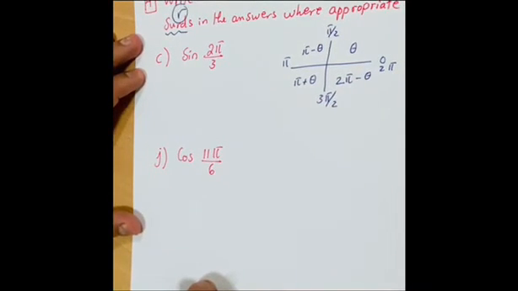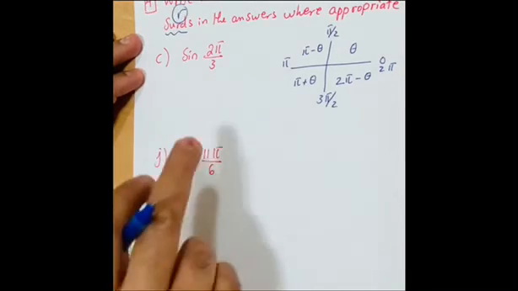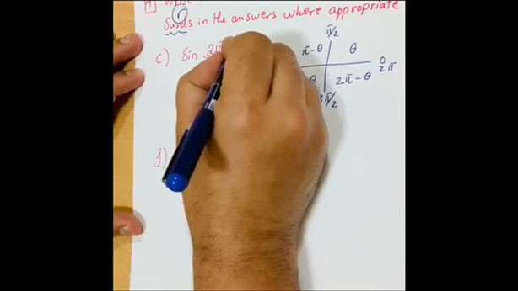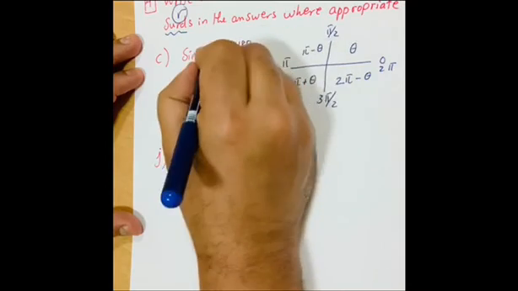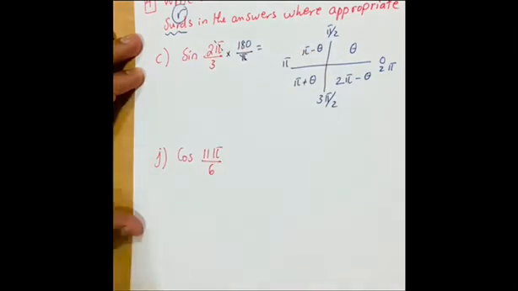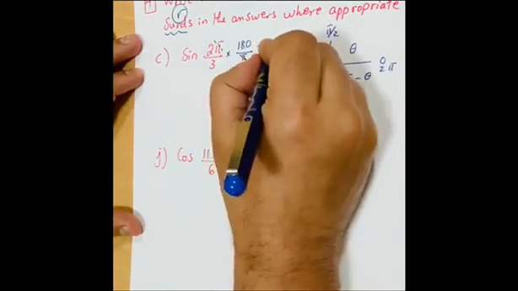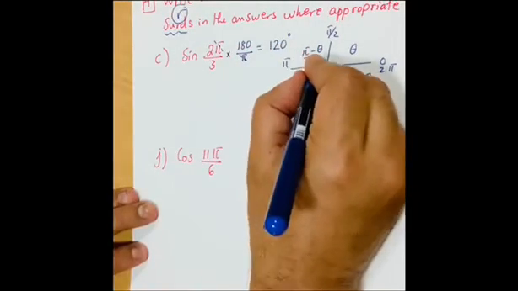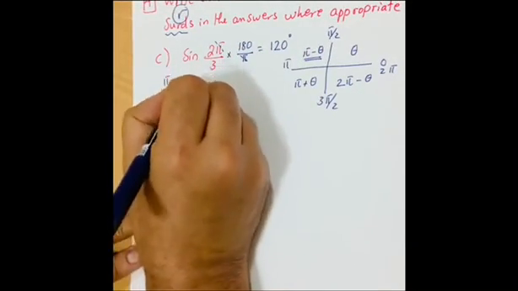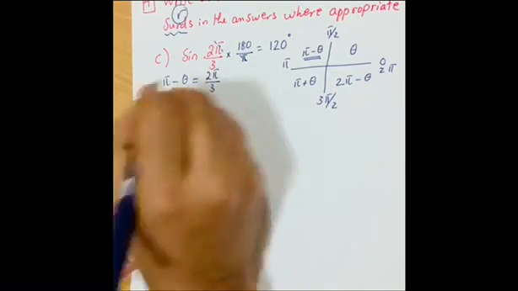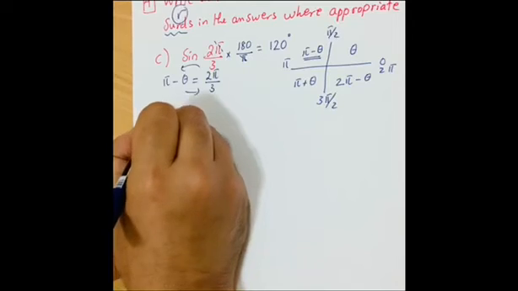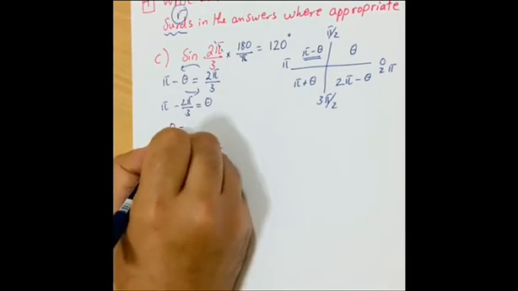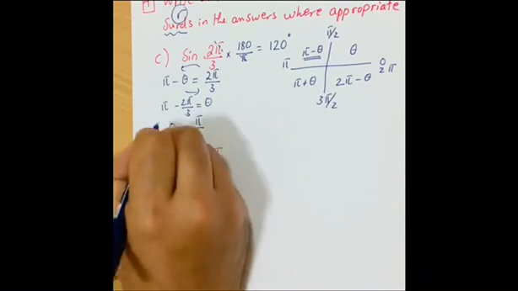So what are you supposed to do? You have to make sure that 2 pi over 3 is included in this range. Easily we can convert it to degrees first. You just multiply it by 180 over pi. So 180 divided by 3 is equal to 60, and 60 times 2 is 120. So we know that 120 is in the second quadrant, so we're supposed to use this expression. Pi minus theta is equal to 2 pi over 3. By interchanging the terms, pi minus 2 pi over 3 equals theta, and theta is equal to pi over 3.